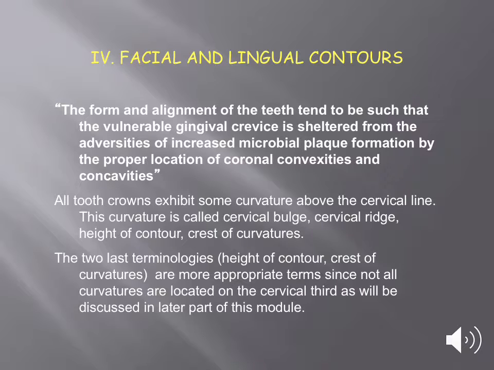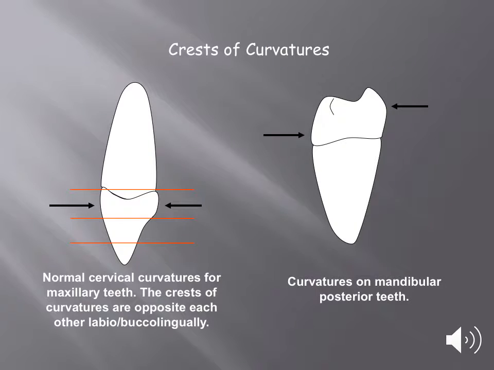In some areas of the teeth, it's found towards the middle third of the labial or the lingual area. That's why the best terminology for this will be the height of contour or the crest of curvature. Looking at the labiolingual view of a tooth, that area where the curvature is the greatest is called the crest of curvature, and normally, as I said, it is found on the cervical third of the labial and lingual surface of teeth.